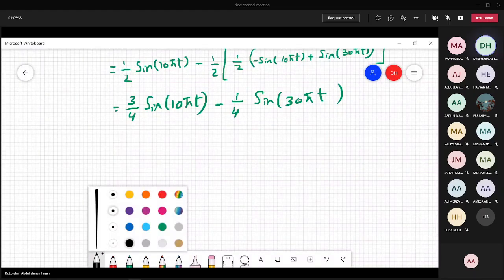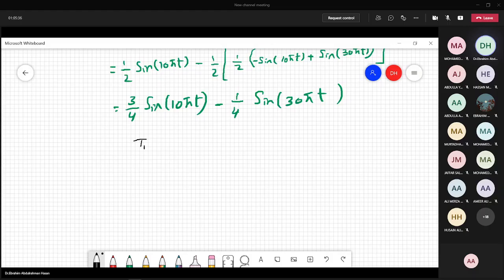Okay, the period of this one, that we name T1, is equal to 2 pi divided by 10 pi, which is 1 over 5. The period has nothing to do with the amplitude. This is the amplitude, positive, negative, 1 over 4, 1 over 10, it has nothing to do with it. And the period for this one, which is T2, is equal to 2 pi divided by 30 pi, so 1 over 15.